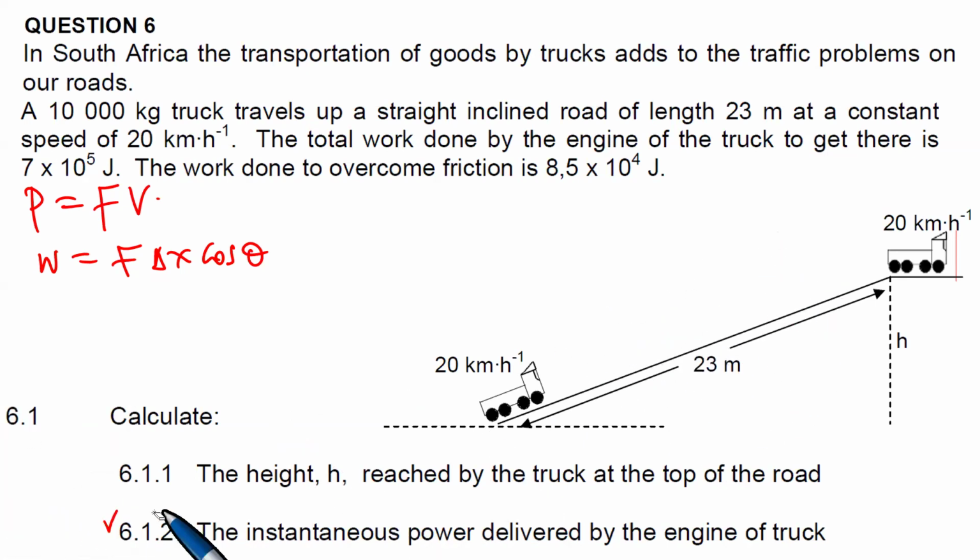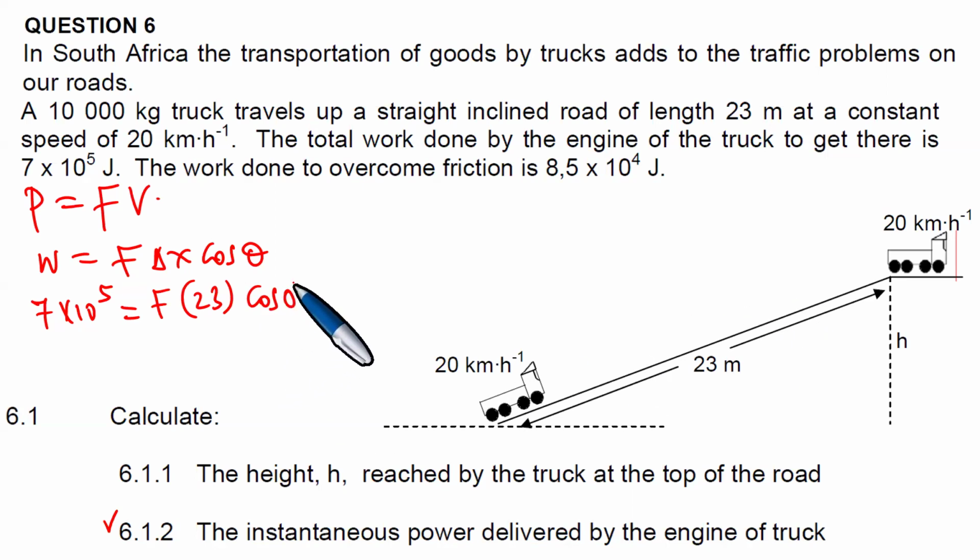Let us calculate it. So what then is the next thing that we need to do here? Right, so we need to calculate it. Fellows, what is the work done? How much is the total work done by the engine of the truck to get there? The work done by the engine of the truck to get there is 7 times 10 to the 5th power. And this is the same as F, the force, times 23, which is the delta X.